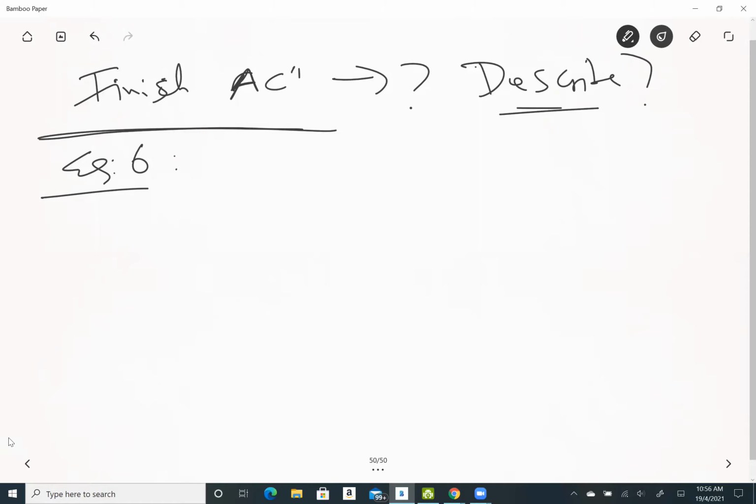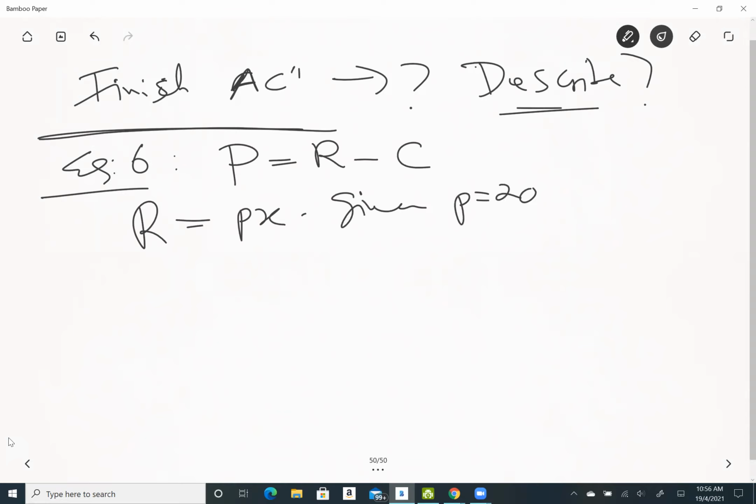So remember, the profit is equal to revenue minus cost. So how do you get revenue? You are given the price, okay? So you know revenue is equal to PX, and given the price is equal to 200, revenue is equal to 200X. So that is perfect competition.